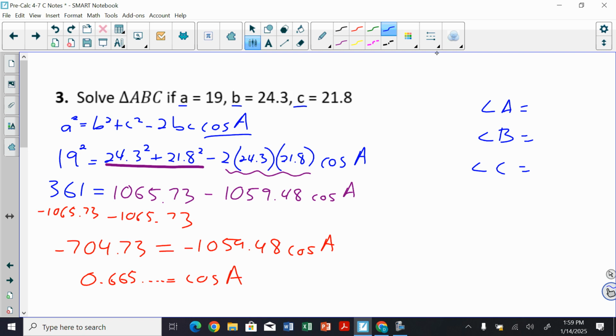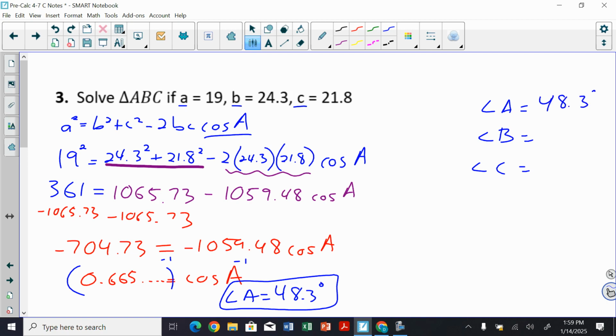Okay, well, that's where we're going to do our inverse. We inverse that, then we'll get angle A, and angle A is going to come out to be about 48.3 degrees. Okay, so I have angle A, 48.3 degrees. But that's all I have right now.